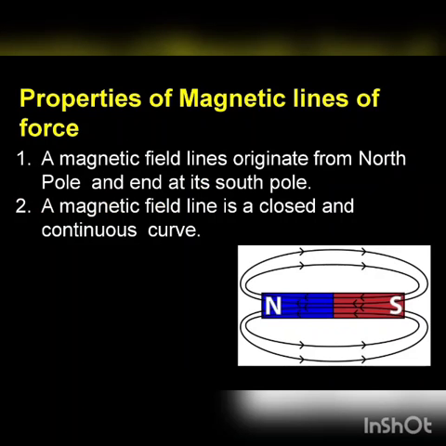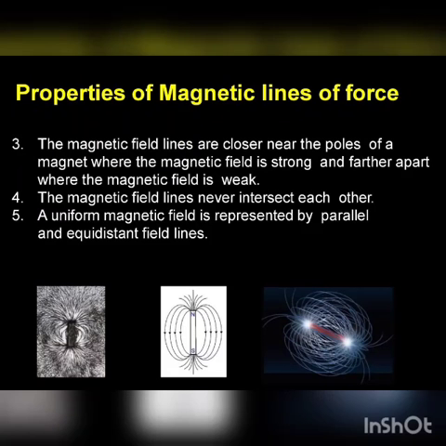Properties of magnetic lines of force. Magnetic field lines originate from the north pole and end at the south pole. A magnetic field line is a closed and continuous curve. The magnetic field lines are closer near the poles of a magnet, where the magnetic field is strong, and further apart where the magnetic field is weak. The magnetic field lines never intersect each other. A uniform magnetic field is represented by parallel and equidistant field lines.